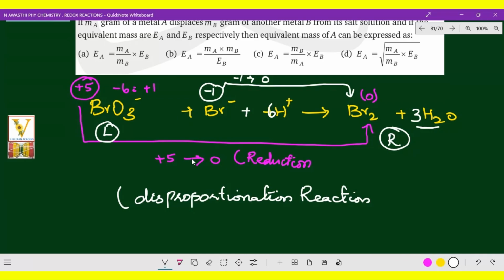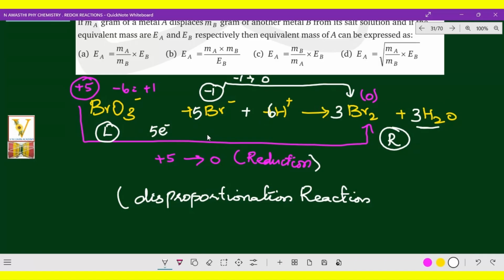Now, how many electrons are involved? Plus 5 to 0, so 5 electrons are reduced. Whereas here it is minus 1 to 0. Now let us identify how many bromine atoms are available. Here 1 bromine, here 1 bromine, but the electrons are 5, so we consider 5 bromine here. Now how many bromine are available? 5 plus 1, 6 bromine. So 6 bromine atoms means here we put 3.